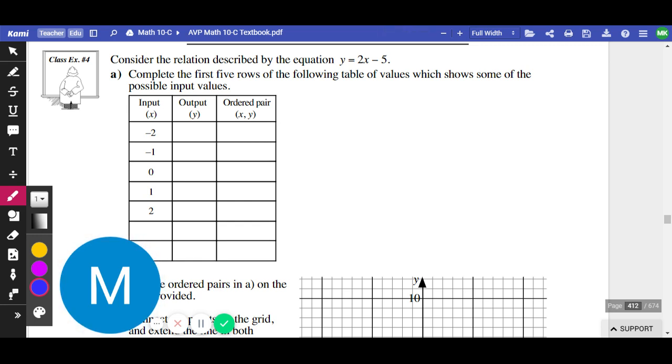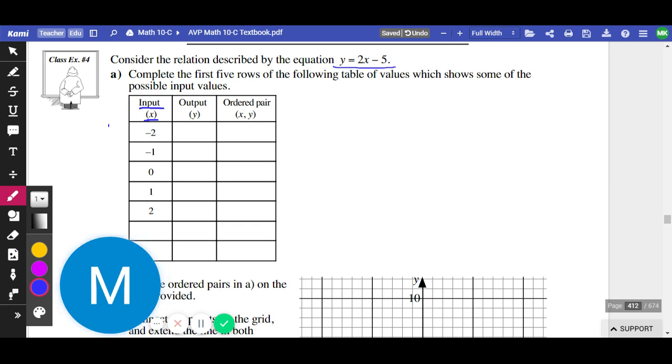Example number 4. Consider the relation described by this equation. They tell me y is equal to 2 times x minus 5. If we used outputs and inputs, that means my output value is equal to 2 times my input value and then subtract 5. They've given us a table of values right here. They filled in my input values or my x values. What we need to do is fill out the output values and the ordered pair values.